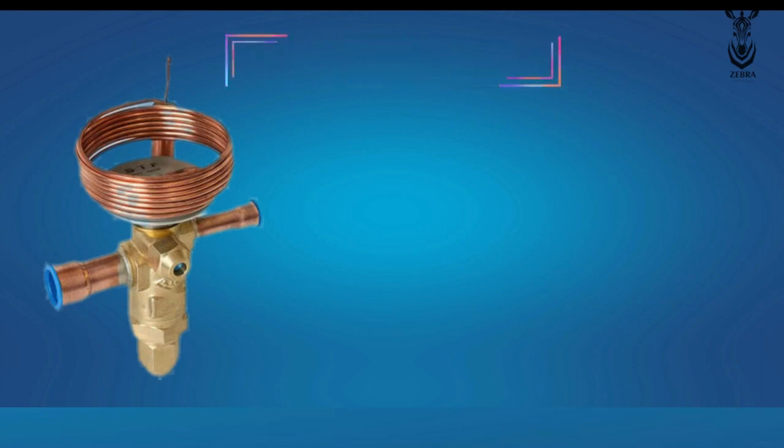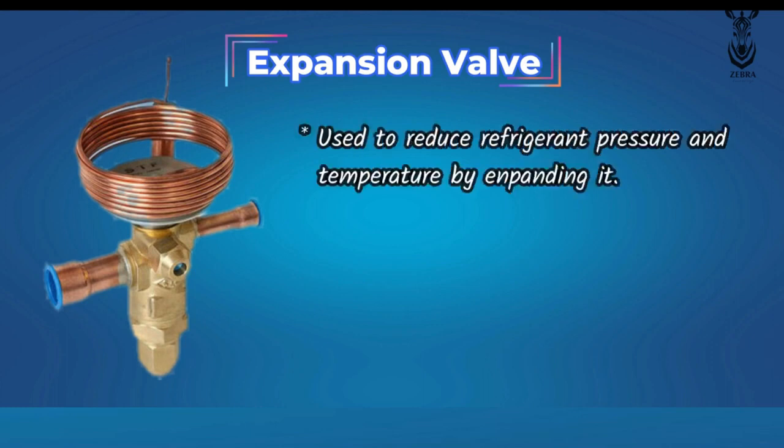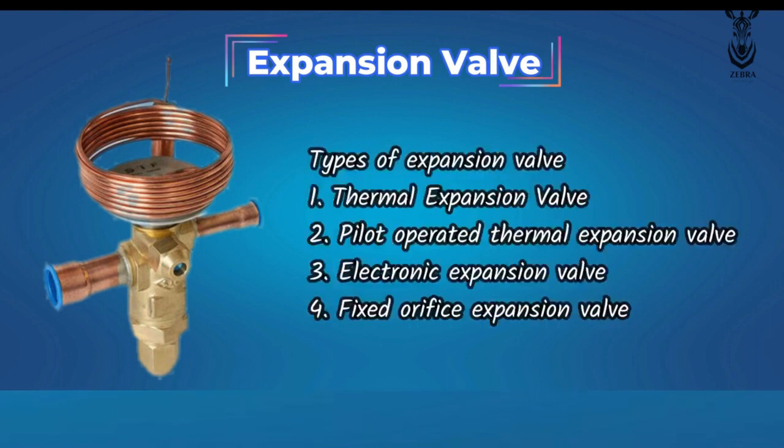Next, expansion valve. Its function is a simple one. It reduces the pressure and temperature of the refrigerant by expanding the refrigerant coming from the condenser at high pressure. There are four types of expansion valve: thermal expansion valve, pilot-operated thermal expansion valve, electronic expansion valve, and fixed orifice expansion valve.